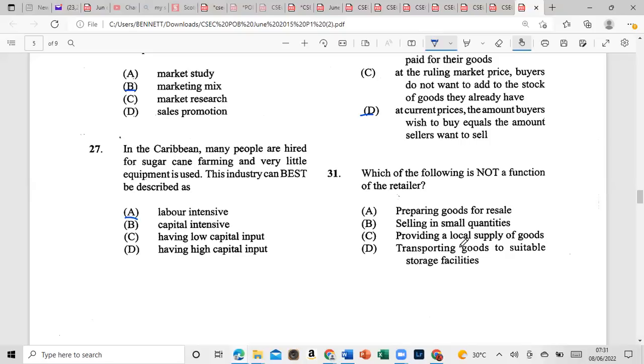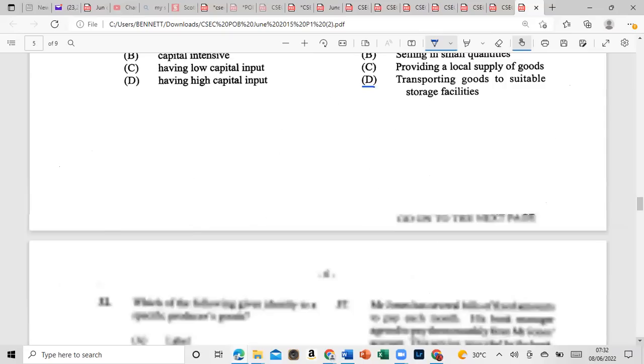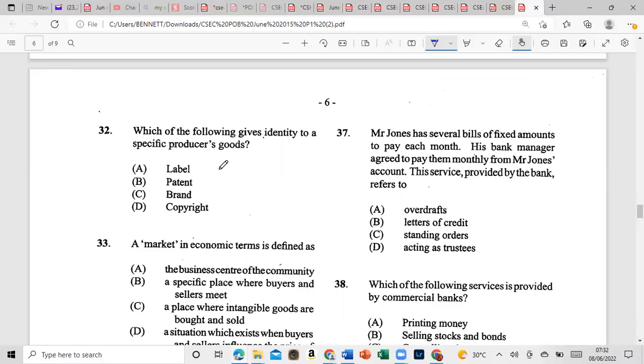That is not their function. Transporting goods to a suitable storage facility. Remember, they are the retailer, right? The wholesaler. All right. Let's move on to 32.